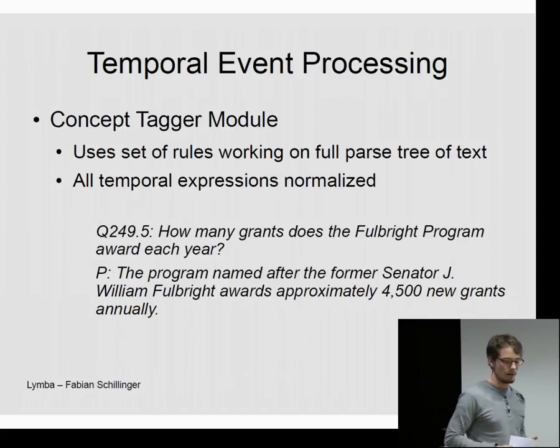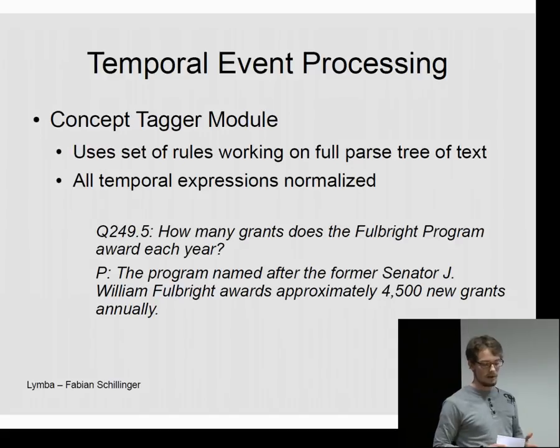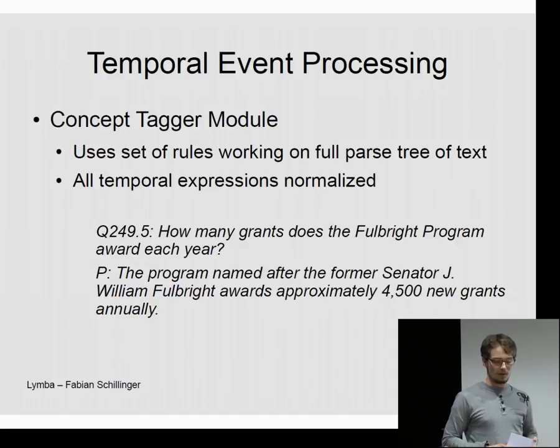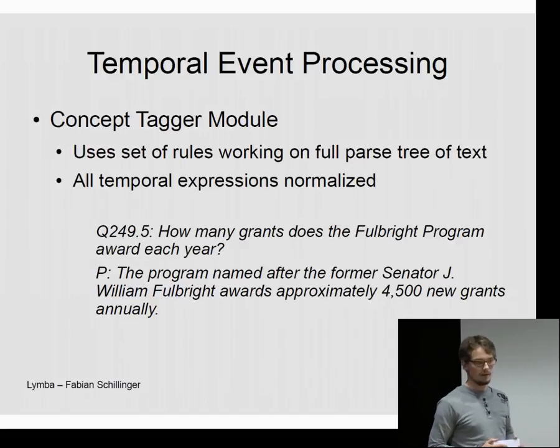So, for example, the question 249.5 was how many grants does the Fulbright program award each year? And the corresponding passage was the program named after the former Senator J. William Fulbright awards approximately 4,500 new grants annually. So you see each year and annually are normalized to the same.